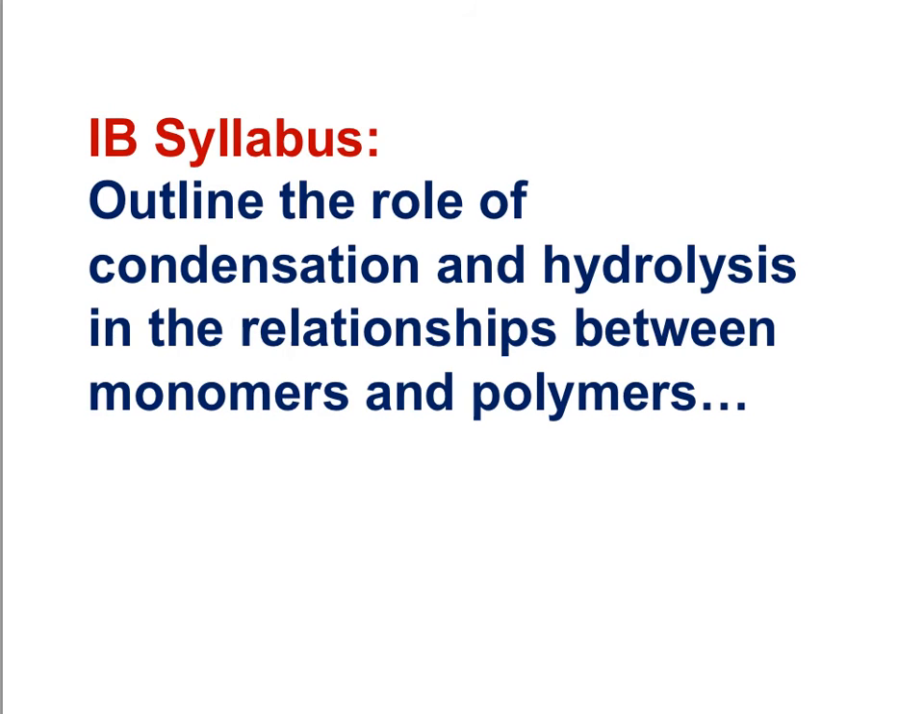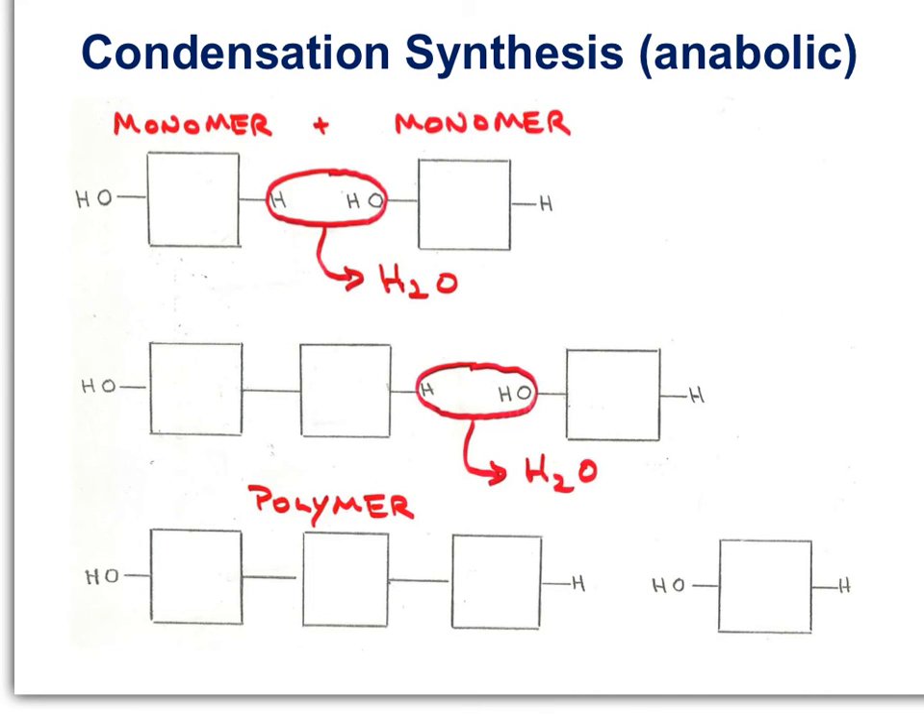So here it is. Outline the role of condensation and hydrolysis in the relationship between monomers and polymers. Condensation synthesis, an anabolic process, can be seen here as monomers, represented as squares, are joined together to form a polymer, and again a monomer joining to form a polymer. Water is removed when the covalent bond is formed here and here in the formation of the polymer. Condensation reactions would be catalyzed by an enzyme.